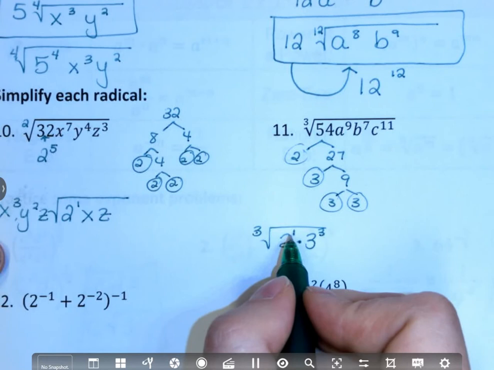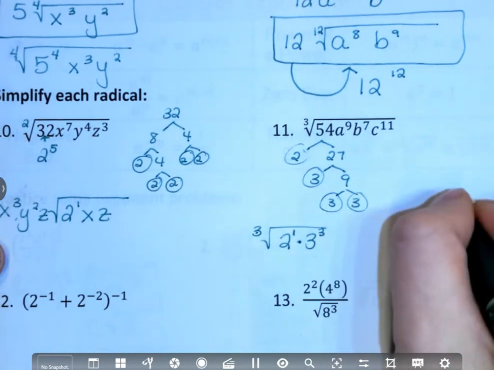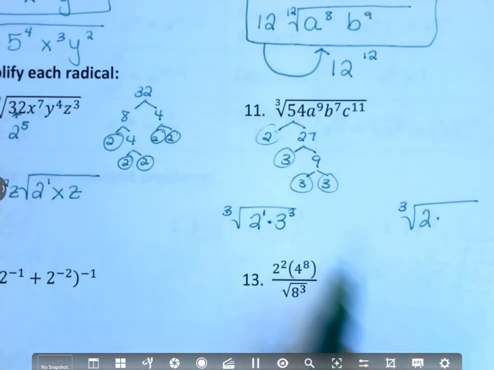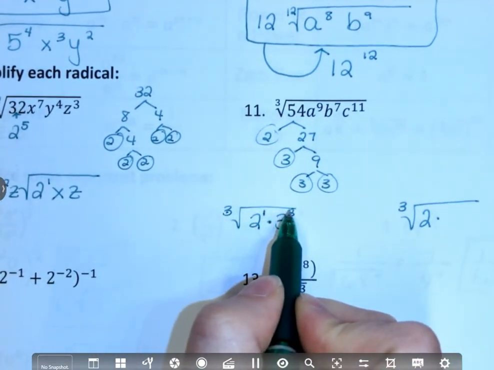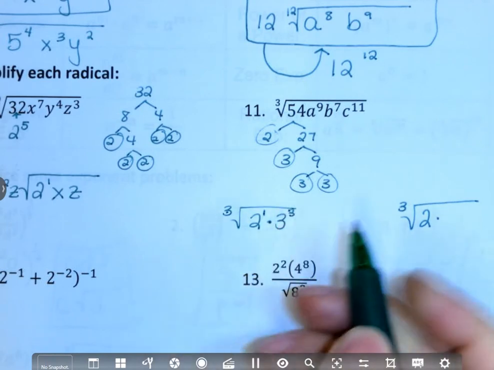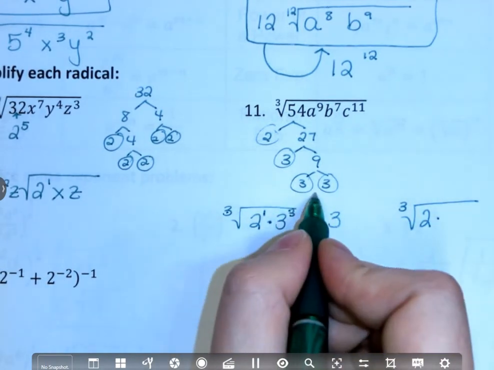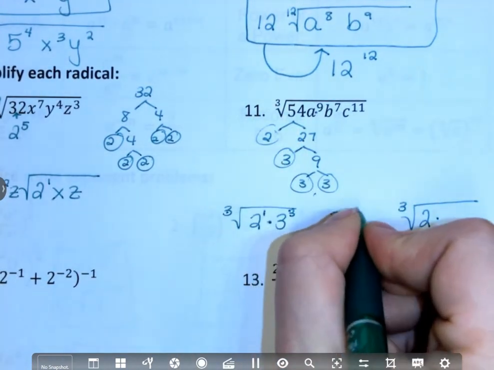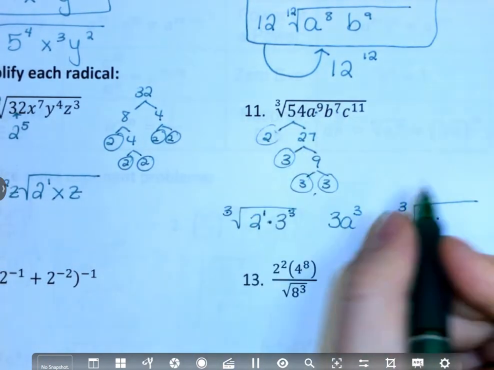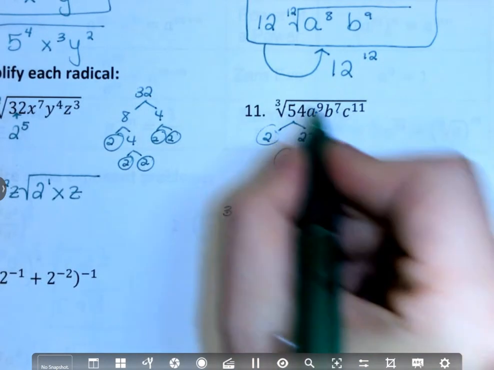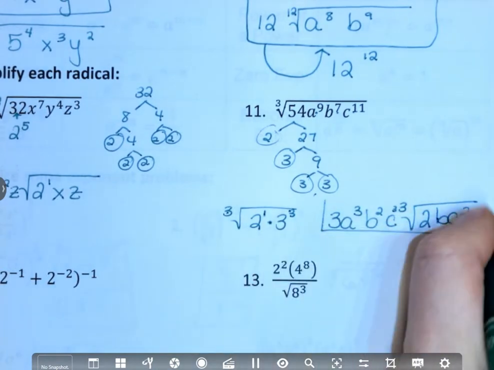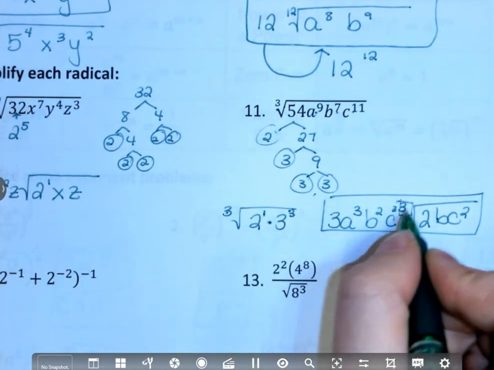Does it go into 1? No. So that means I'm left with the cube root with a 2 underneath. 3 goes into 3 how many times? Once. And then I'm going to go back to my letters. 3 goes into 9 how many times? 3, none left. 3 goes into 7, 2 with 1 left. 3 goes into 11. And there's my answer. Making sure you've got this little 3 going with your radical.